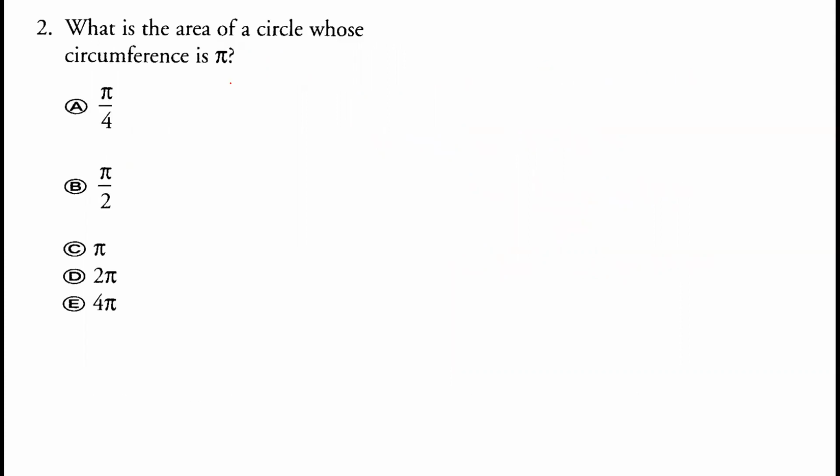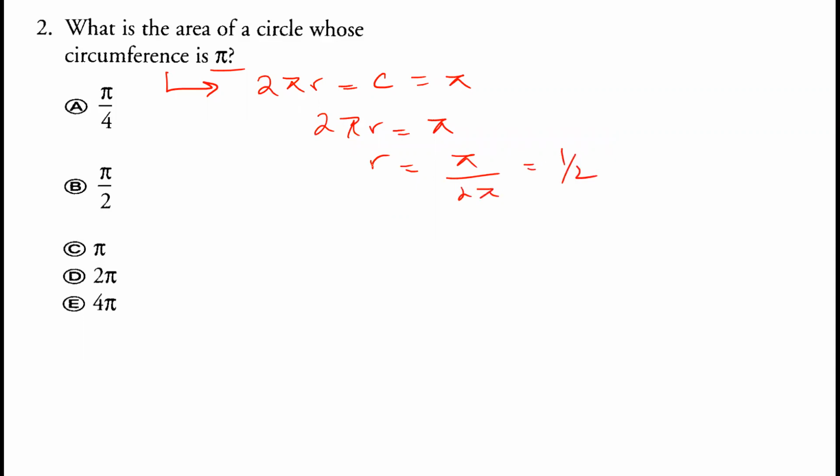Now what is the area of a circle whose circumference is pi? So again the formula for circumference is 2 pi r, and we know that the circumference equals pi as it is given in the question. So 2 pi r equals pi. R equals pi over 2 pi, which is 1 over 2. So the radius is 1 over 2. So area equals pi r square, or area equals pi times 1 upon 2 square, that is pi by 4. So the correct option is A.